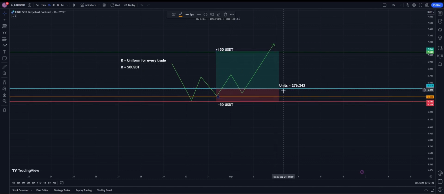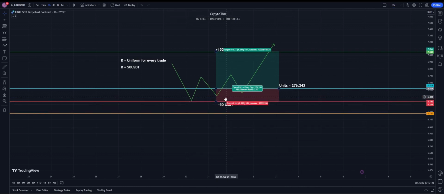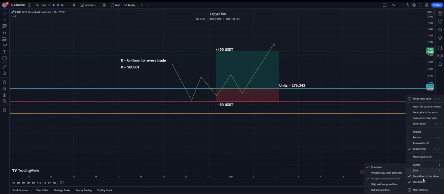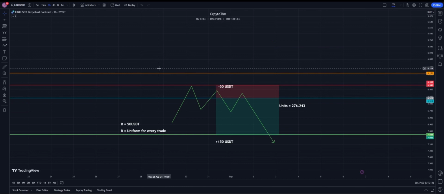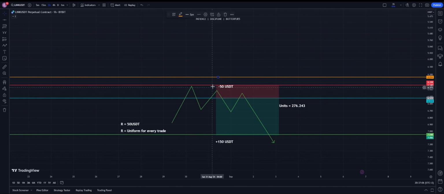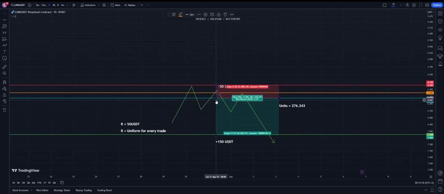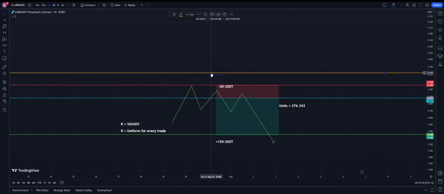So for a long position, I always need to make sure that my liquidation price is sitting below my stop loss price. For a short position, I need to make sure my liquidation price is always above my stop loss price over here. Because if it's sitting on the wrong side, I'm getting liquidated, so I lose the whole margin before I can get stopped out.